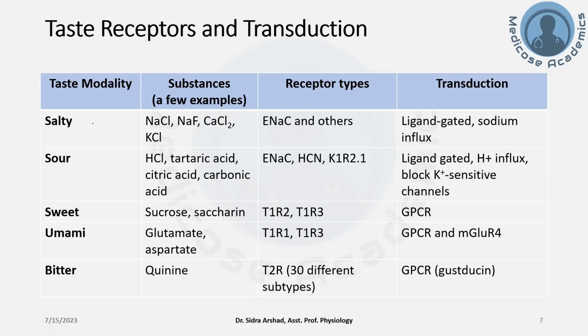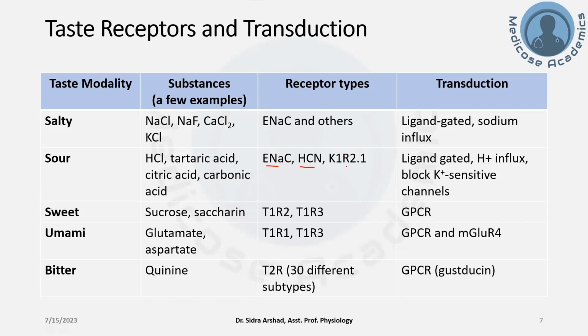For the sour taste, the substances are HCl, tartaric acid, citric acid, and carbonic acid. So these basically are the acidic substances. The receptor types for these tastes are epithelial sodium channels once again, and then there are hydrogen channels which cause the influx of hydrogen ions.